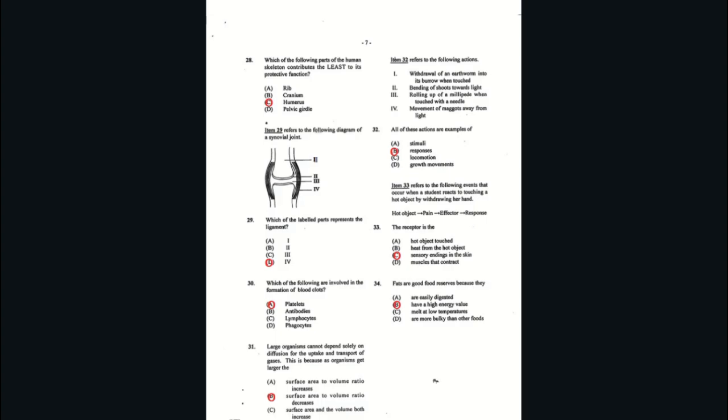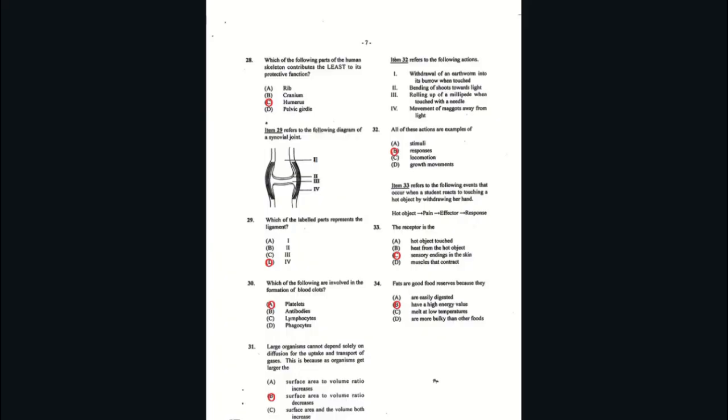All right, now number 32. It refers to the following actions. Number one, withdrawal of an earthworm into its burrow when touched. 2. Bending of shoots towards light. 3. Rolling up of a millipede when touched with a needle. 4. Movement of maggots away from light.